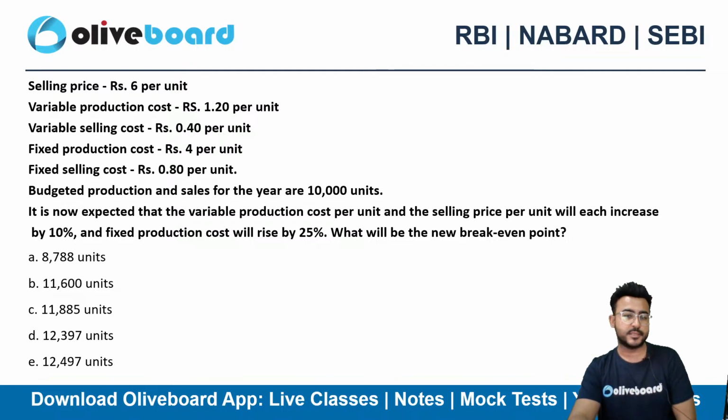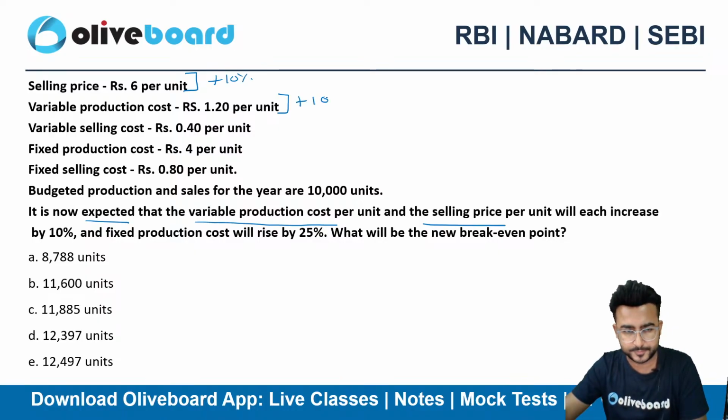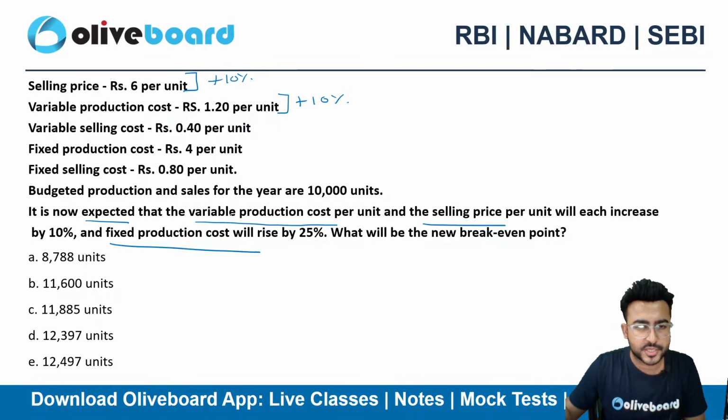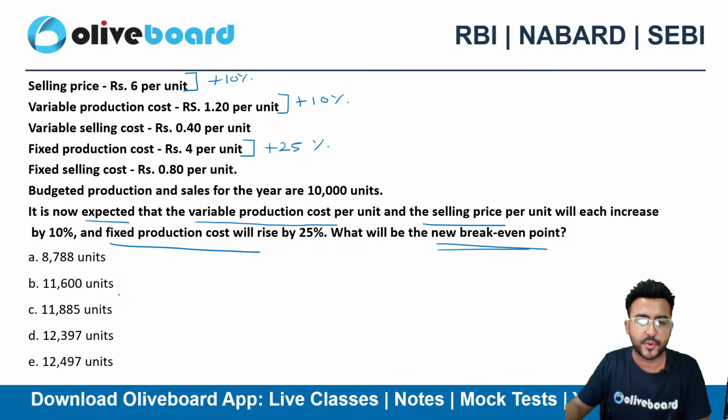Next question. Same question, but it is now expected that the variable production cost and the selling price will both increase by 10%. Fixed production cost will increase by 25%. What will be the new break-even point? What will be the new BEP?